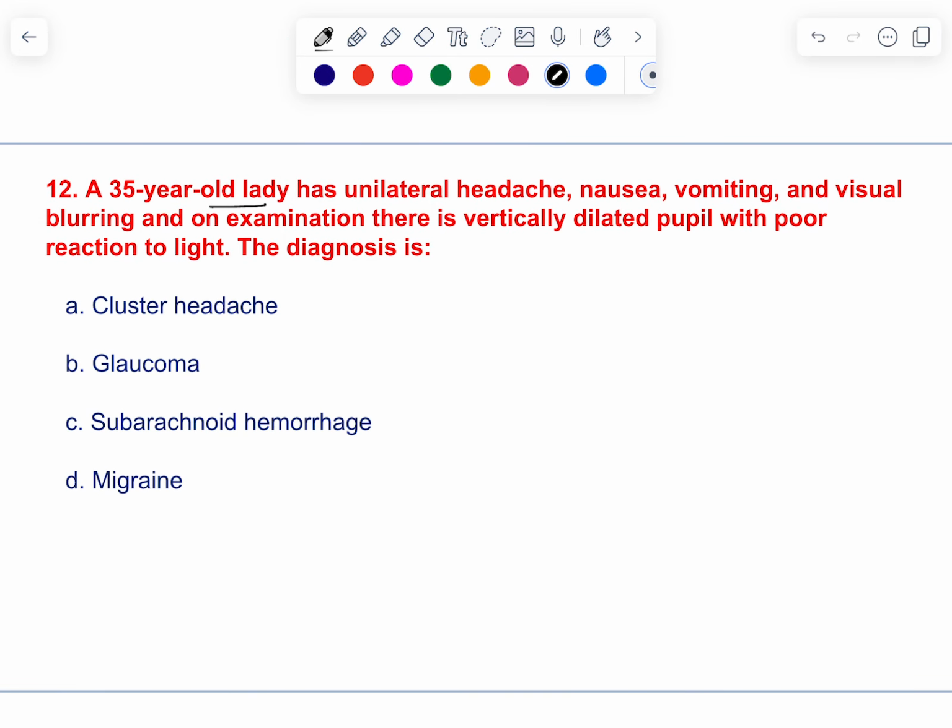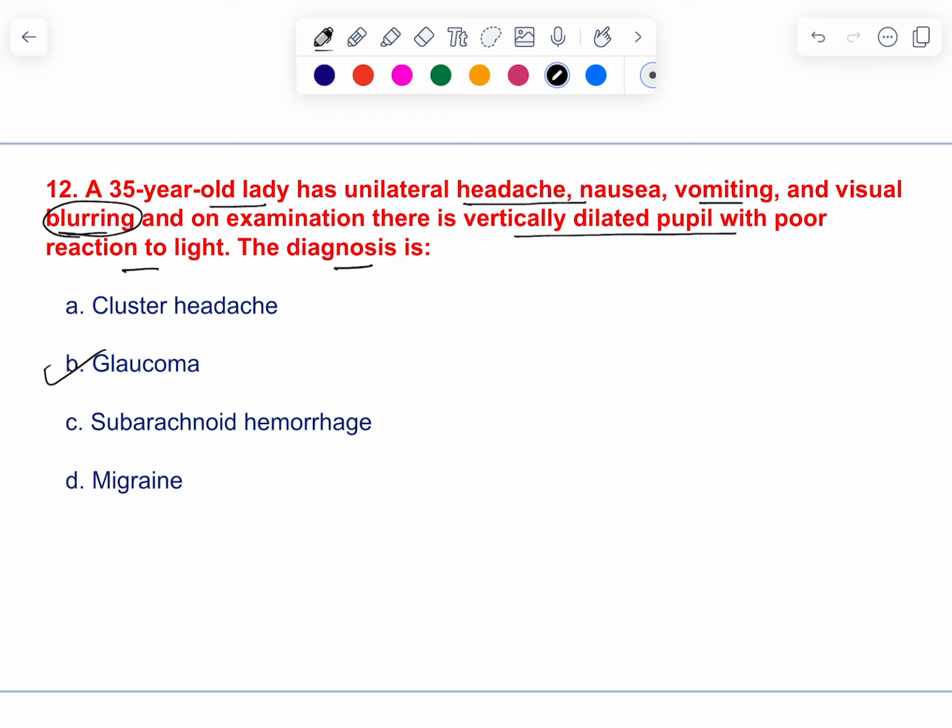A 35-year-old lady has unilateral headache, nausea, vomiting, and visual blurring, and on examination there is a vertically dilated pupil with poor reaction to the light. The diagnosis is, see, this is your classical picture of glaucoma, right? Headache, unilateral. Occasionally it can be bilateral, but most of the time it is unilateral, and it is associated with visual blurring, and there is a vertically dilated pupil which has a poor reaction to the light. That is in favor of glaucoma.